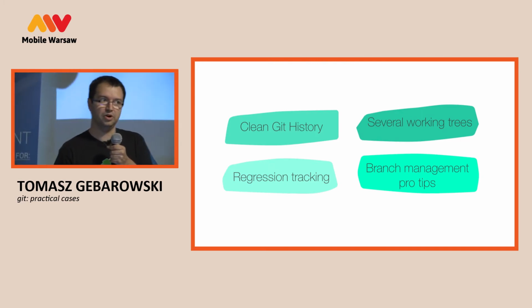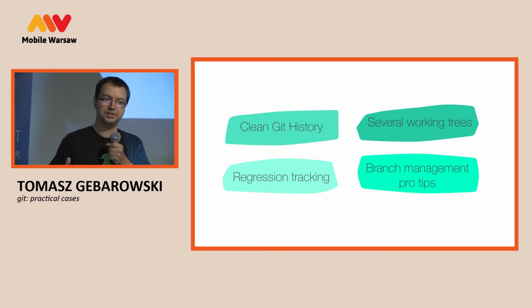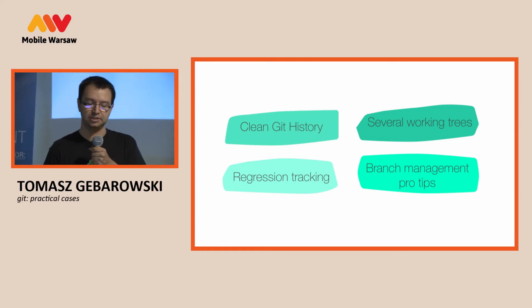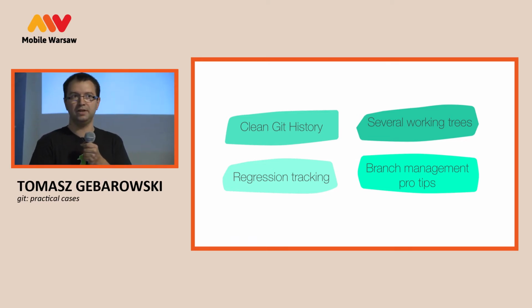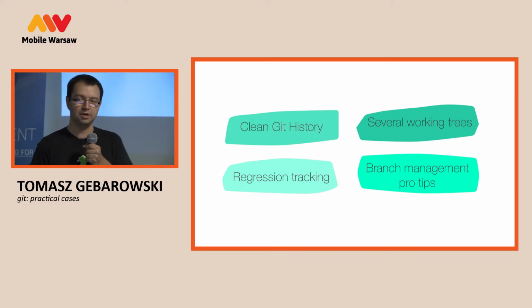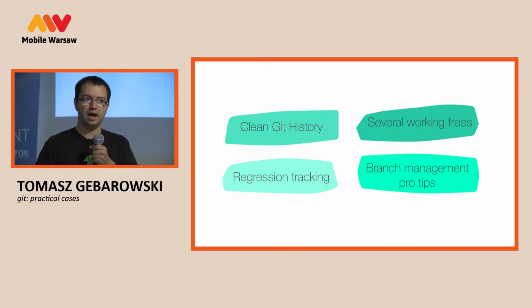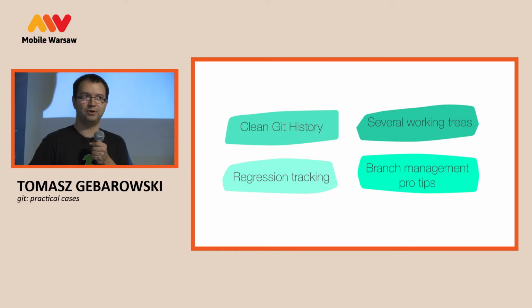First, I will talk about clean Git history. What are the benefits of having clean Git history? What are the problems in achieving it? And how to move from having clean history to regression tracking, which is, I think, quite important when you have a large code base, when you have lots of merge requests, and when the code base changes and the regression risk is quite high.